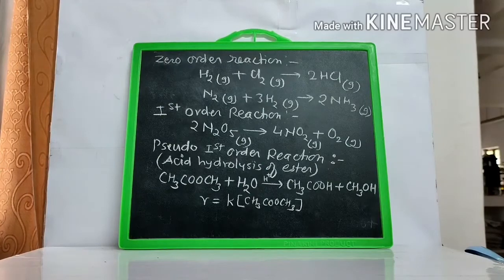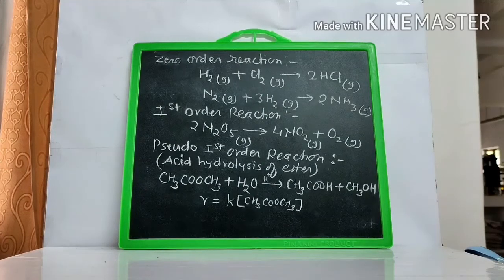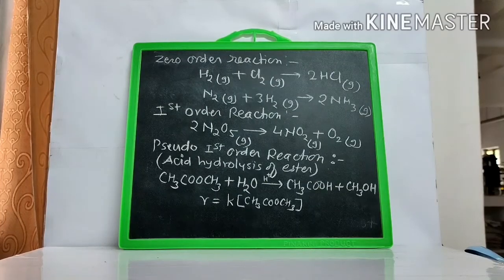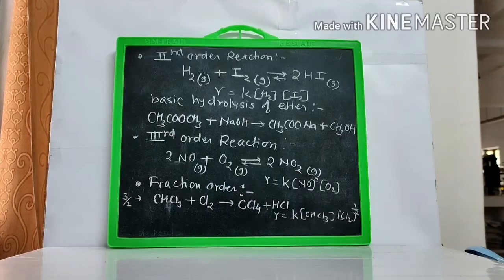Example of order of reaction, zero order reaction: H2 plus Cl2 gives 2HCl. Then first order reactions, pseudo first order reactions, second order reactions, third order reactions and fractional order reactions.